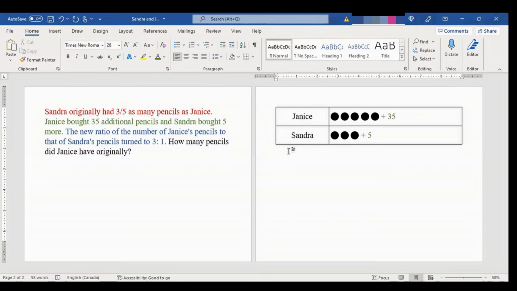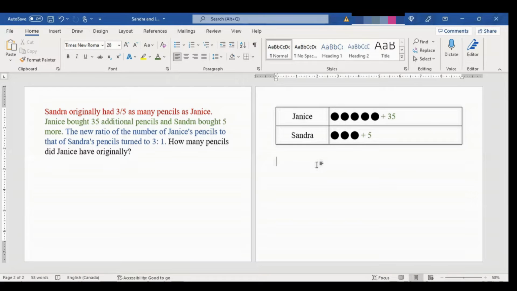Now we turn our attention to the blue sentence, where it says the new ratio of the number of Janice's pencils to that of Sandra's pencils turned to 3-to-1. So this simply means that when Janice bought 35 additional pencils and Sandra bought 5 more, now Janice will have 3 times as many pencils as Sandra, if the ratio is 3-to-1.